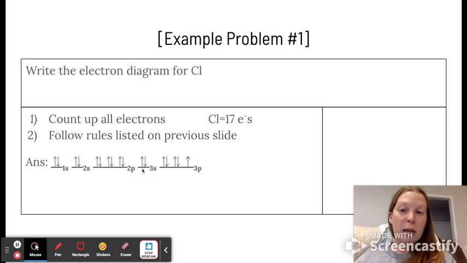When we fill up 2p, we go to 3s, and that should make sense because n equals 1 only has a 1s, n equals 2 has a 2s and 2p. Then you go to n equals 3. So n equals 3, we're going to start with 3s, 1 up, 1 down. 3p, at this point we only have 5 electrons left. So you're going to put 1 up in each first, then go back and fill up with what you have left, which would only be 2. And if you run out, you run out. You can't fix that. So this is exactly what the 3p would look like for chlorine.